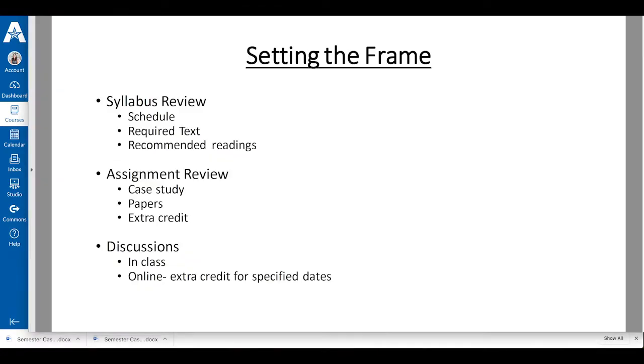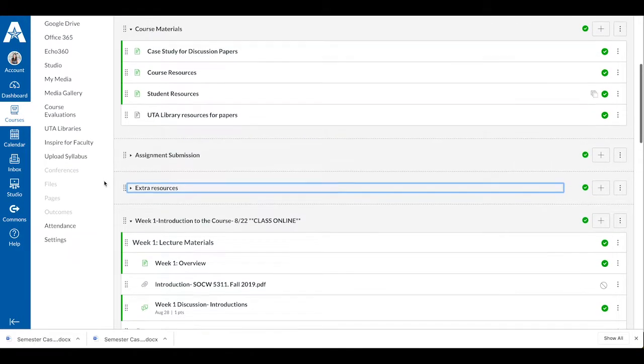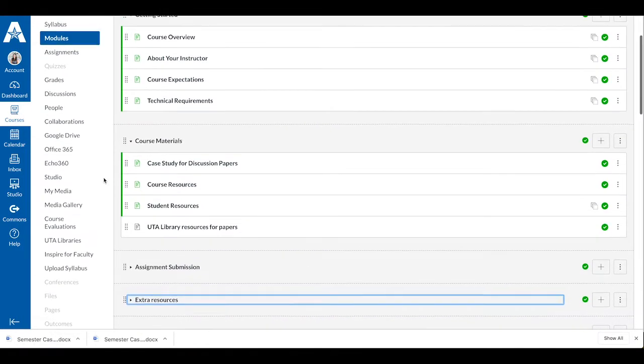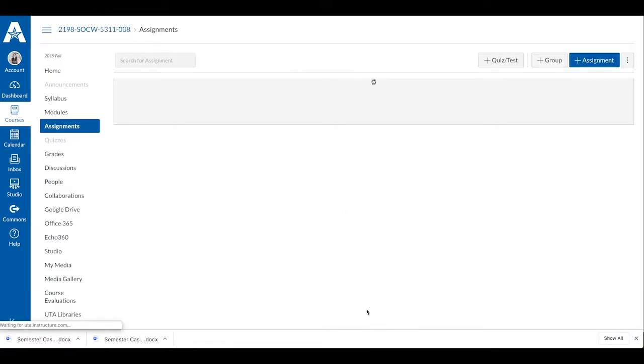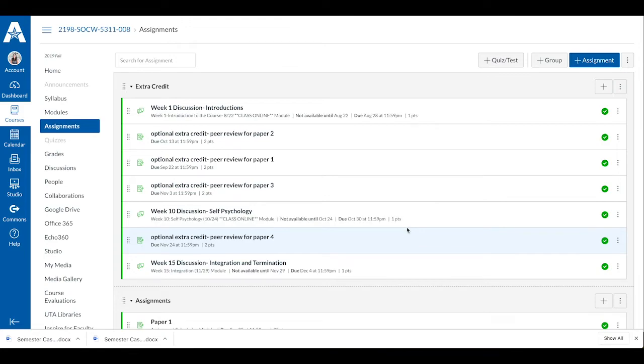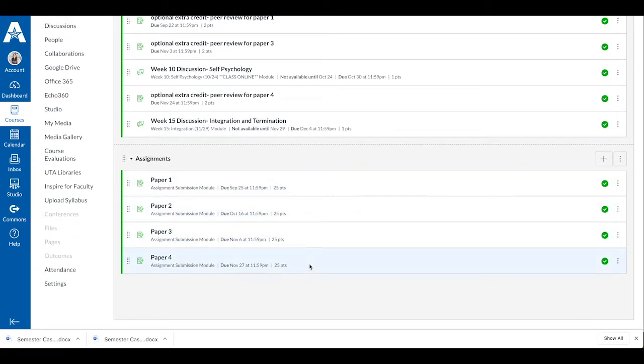Let me see if there's anything on here. Required text, recommended readings, case study, papers. Okay, extra credit. If we go to the assignment section, you'll be able to see here all of the extra credit opportunities as well as your papers.